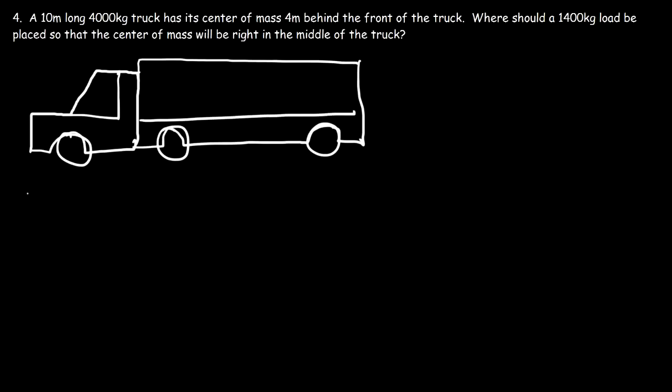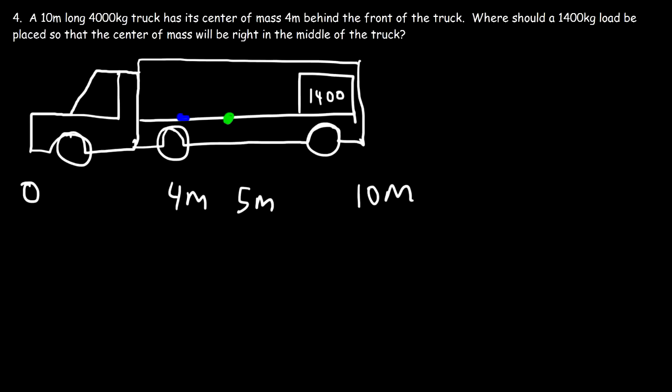So we're going to say this is the front, so that's going to be position 0, and this is 10 meters because the truck is 10 meters long. Now the center of mass of the truck is 4 meters behind the front, so that's going to be at position 4. We want to place a load somewhere in the back of the truck so that we can move the center of mass from position 4 to position 5. That's the goal of the problem. So where should we place the 1400 kilogram load to move the center of mass from 4 to 5?